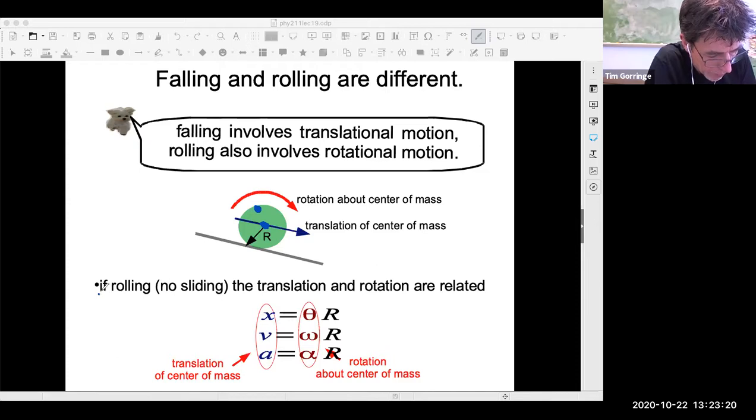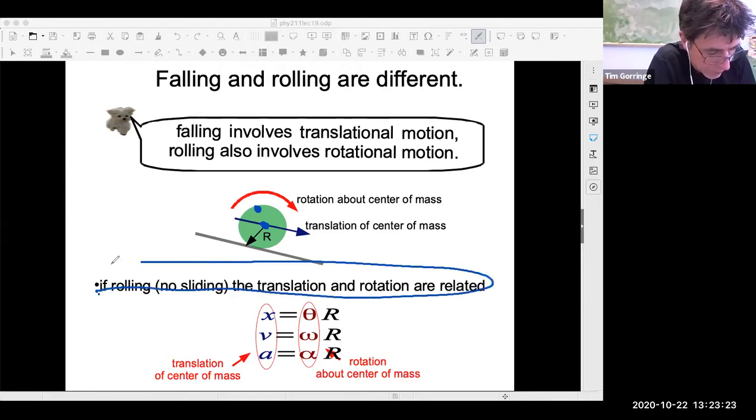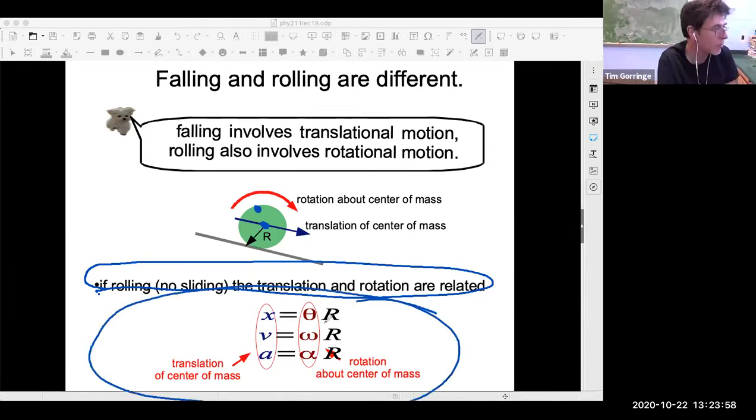Now, that's what rolling is. That's what we mean by rolling. In rolling, there's both rotational motion and translational motion. And in rolling, if it's rolling without slipping or sliding, there's actually a simple relationship between the kinematic quantities of the translational motion of the center of mass and the rotational quantities of the rotational motion of the rigid body itself. And that's what I've written down here. So this is an important thing that we're going to use in solving this problem.